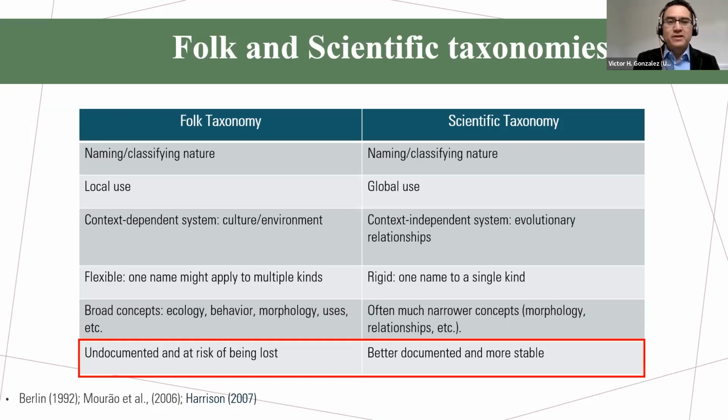Another aspect of both scientific and folk taxonomy is that folk taxonomies are largely undocumented, and they are at risk of being lost. As cultures are transforming, all this knowledge that has been accumulated for many years is at risk of getting lost. This is not the case for scientific taxonomies, which are better documented. Now with more systems, we can maintain this information for a longer time.